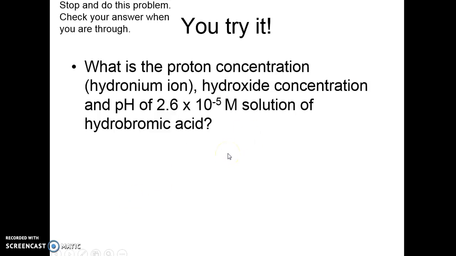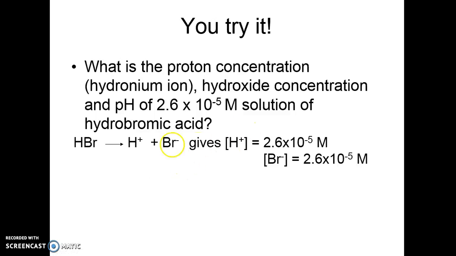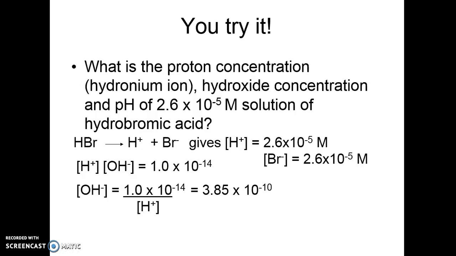First thing, write your dissociation equation. That gives you your concentrations of protons, of bromide also, but of protons. Your proton concentration will give you hydroxide concentration due to this equation. You rearrange it, hydroxide is equal to 1 times 10 to the minus 14 over proton concentration. You take your proton concentration and plug it in here, and you get this value.